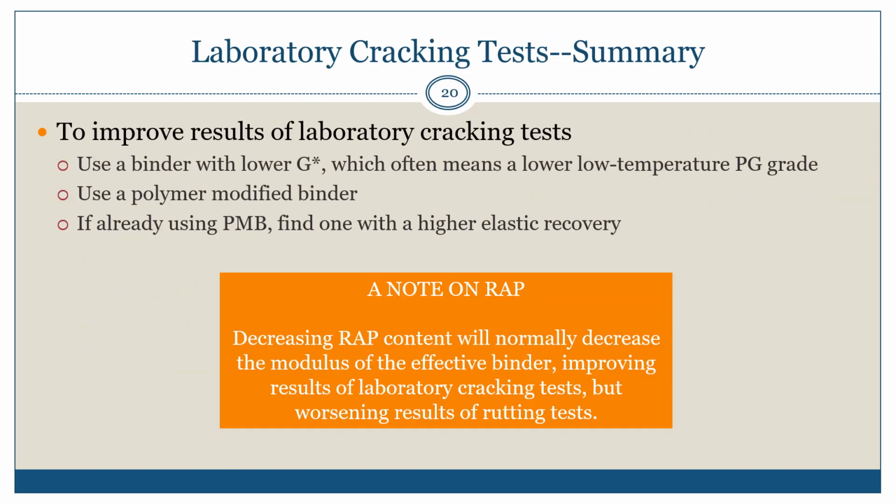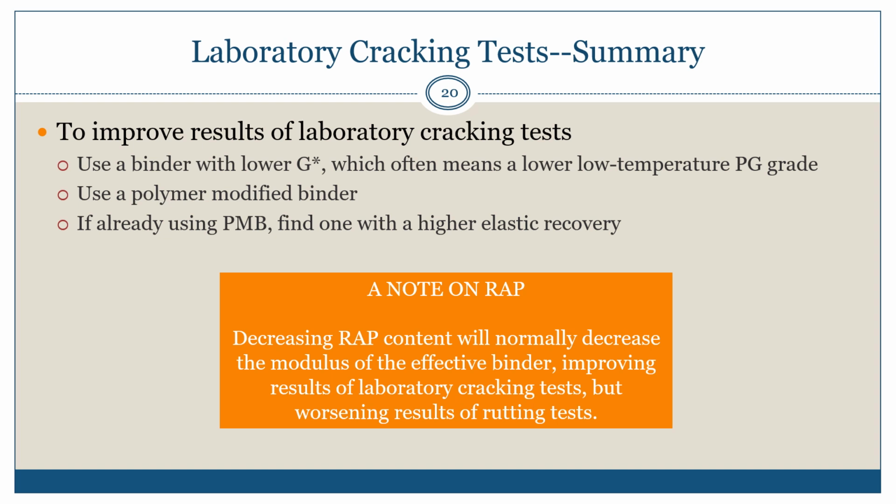To summarize the results of our research on improving laboratory cracking tests, the first thing to look at is your binder modulus. If you can find a binder with a lower modulus, often meaning a lower low temperature PG grade, that will give you improved cracking resistance and improved fatigue performance. If you're not using a polymer modified binder, changing to one will improve the results of your cracking test. If you're already using a modified binder, look for one with a higher elastic recovery to improve the results of your laboratory cracking test and of field fatigue performance.